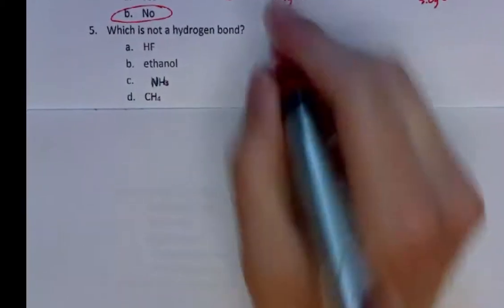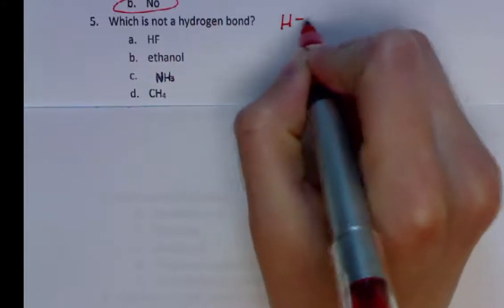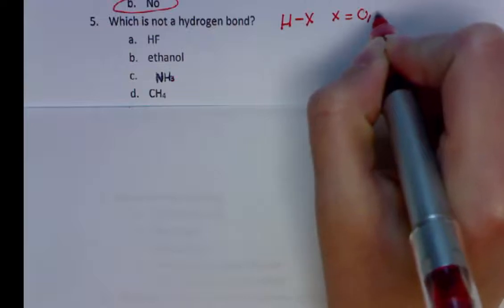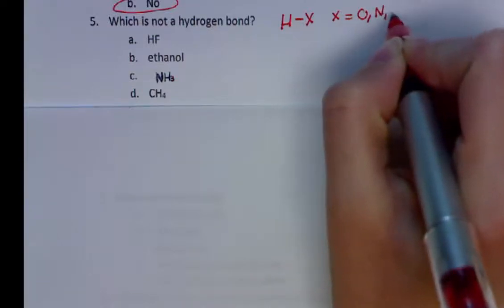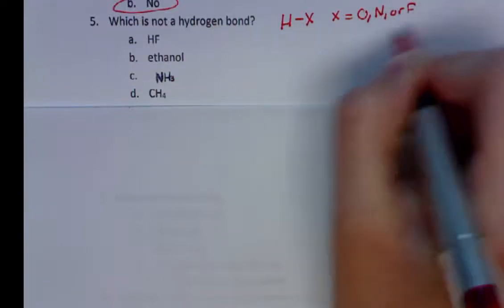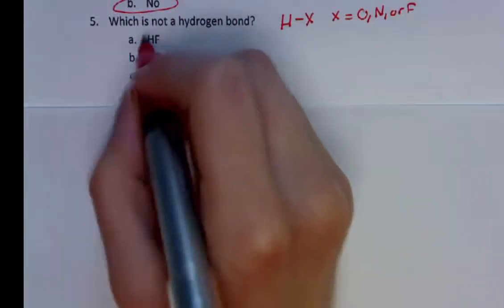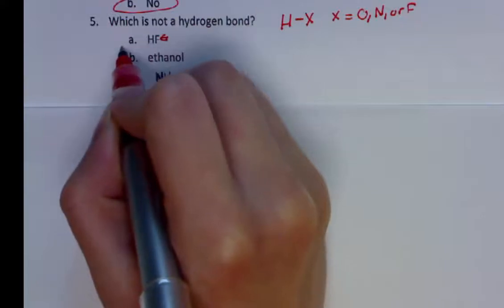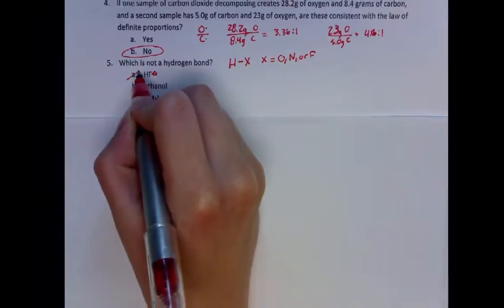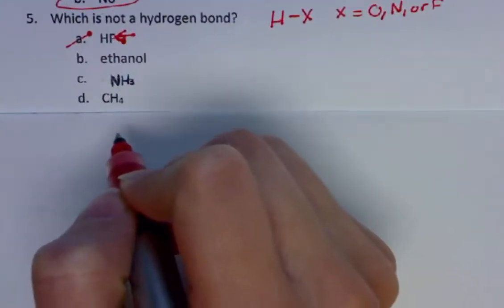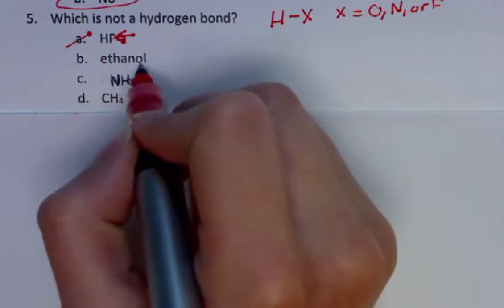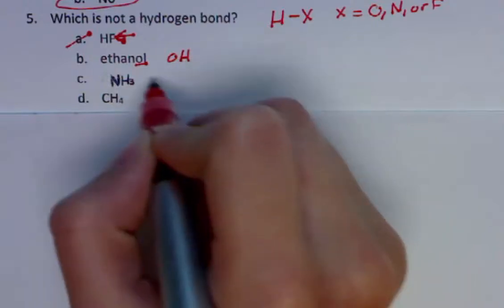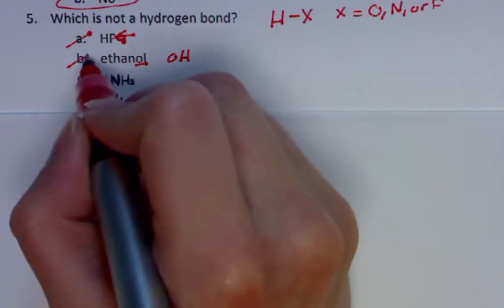A hydrogen bond is when H is bonded to an X, where X is equal to O, oxygen, N, nitrogen, or F, fluorine. So we start with HF. This has got a fluorine in it, so it has a hydrogen bond and is not our answer. Next we have ethanol. This one's a bit harder, but since it is an alcohol group, it has an OH. And so it is not our answer.